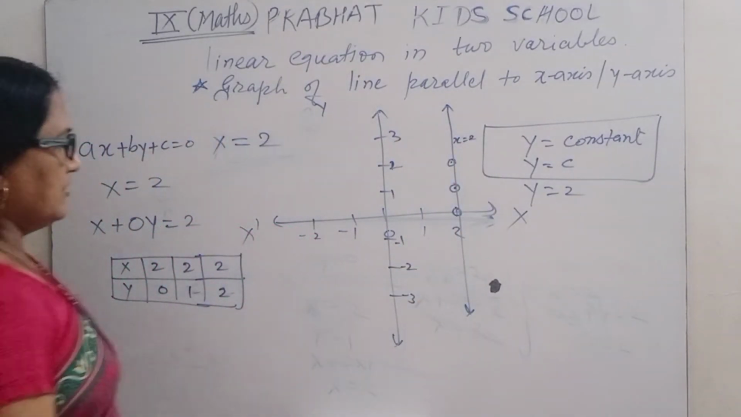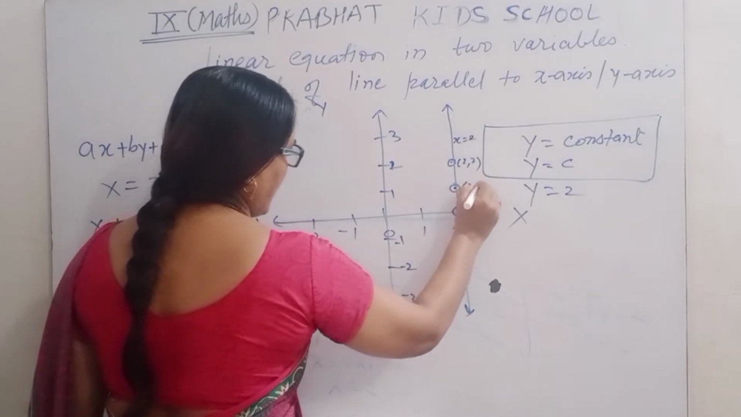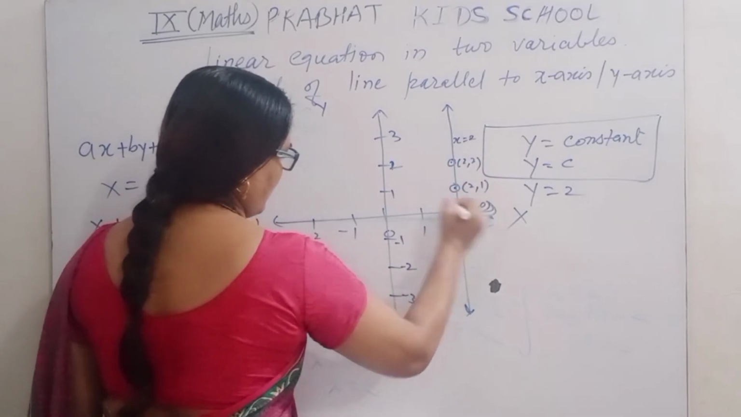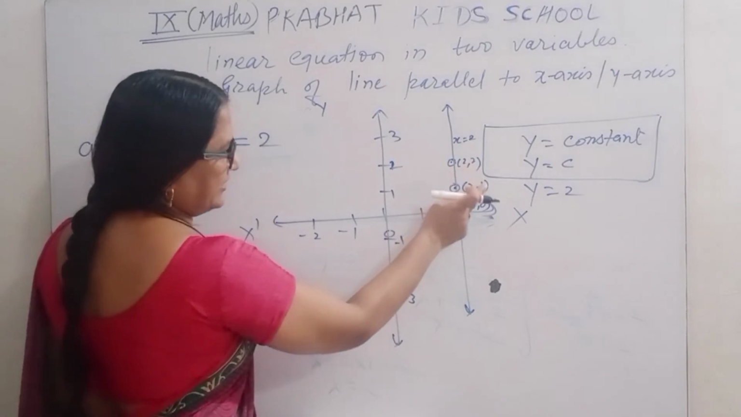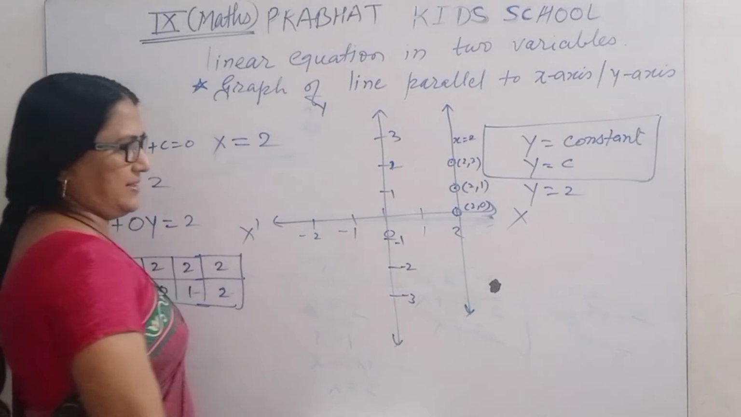So this point is 2, 2. This point is 2, 1. This point is 2, 0. Means for the different values of y, x coordinate is constant.